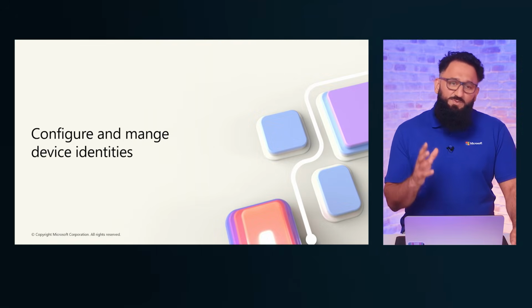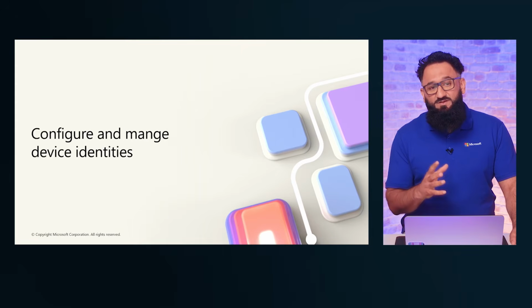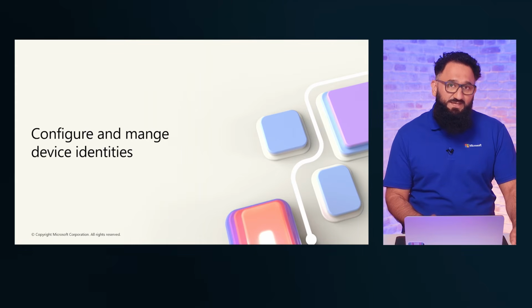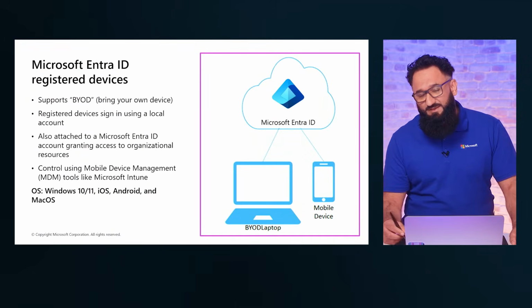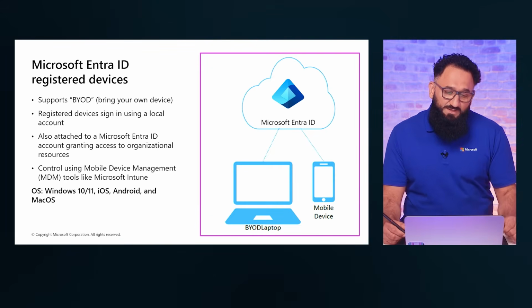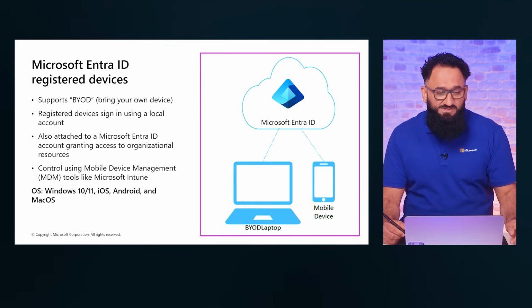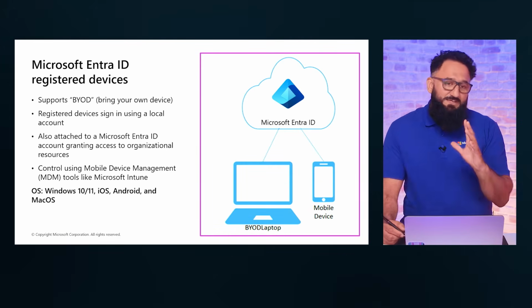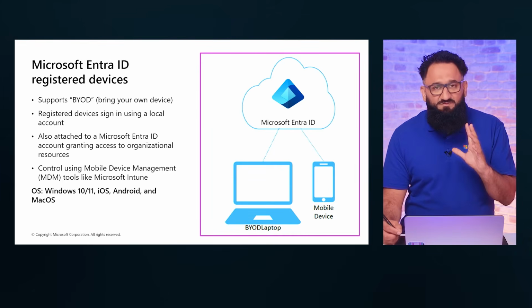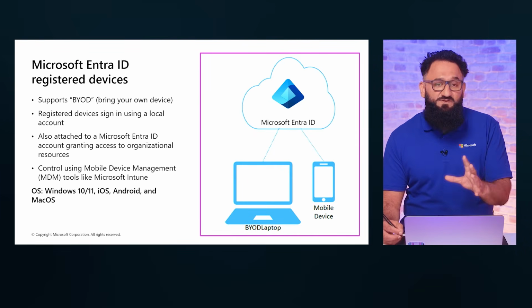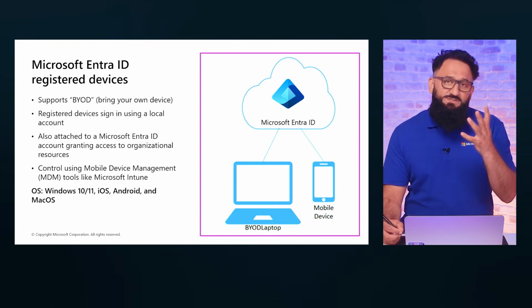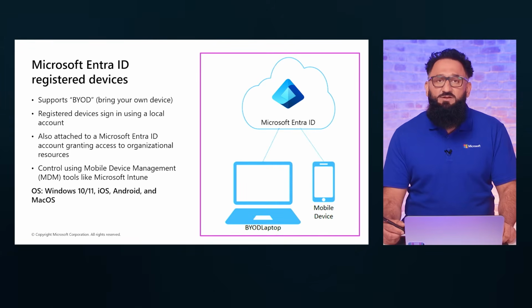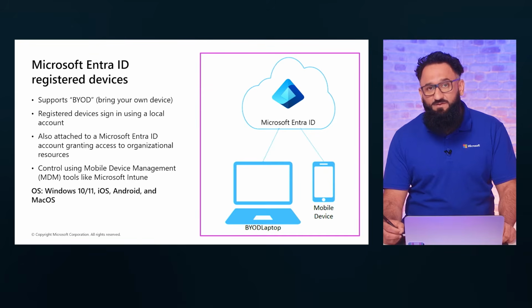In this part of the session, we are going to discuss how we can configure and manage device identities in Entra ID. Let's start talking about the different options that we have here. One of the first options that we are looking at is called Microsoft Entra Registered Devices. Microsoft Entra Registered Devices allow users the flexibility of bringing their own device to use for their work. For instance, you want to check your work emails on your personal mobile phone.